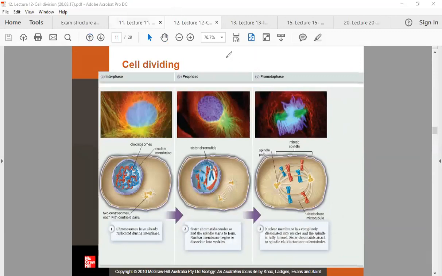I can share with you what students have come up with. At least one student has. They just remember PPMAT. I don't know if it means anything, but I think it's easy to remember. PPMAT. Prophase, prometaphase, metaphase, anaphase, telophase.